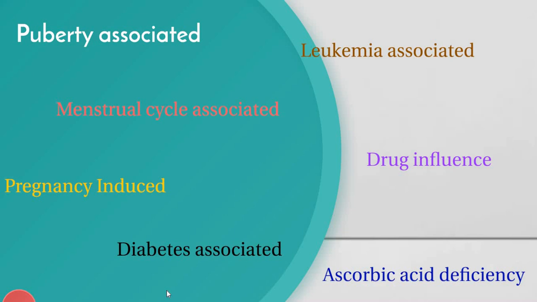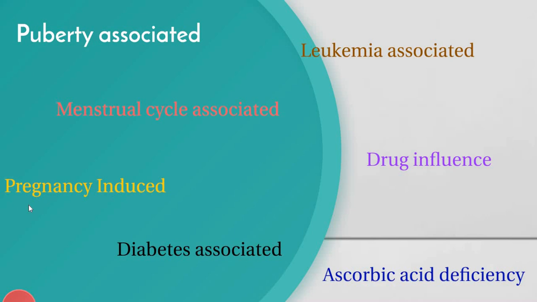We have systemic factors, or in another way, another classification of gingivitis, which we may write down during diagnosis. These are the systemic factors which are contributing to gingivitis. For example, three of them are mainly associated with hormonal change. We have puberty associated, menstrual cycle associated, and pregnancy induced.